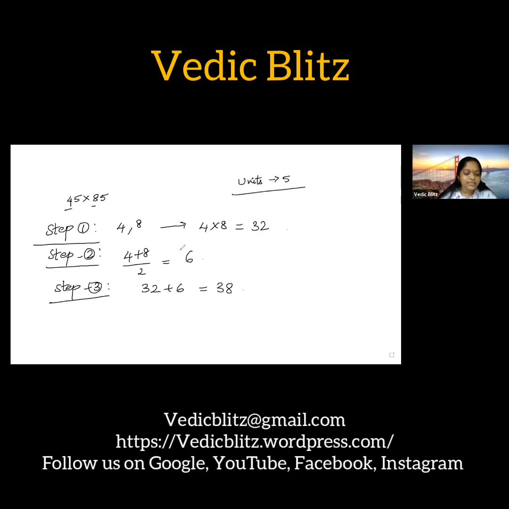Always, step 4 is multiplication of units digits. This is your left hand side number, whereas your right hand side number is 5 multiplied by 5, that is 25. Here we are having 2 digits in each part. 3825 will be your answer.